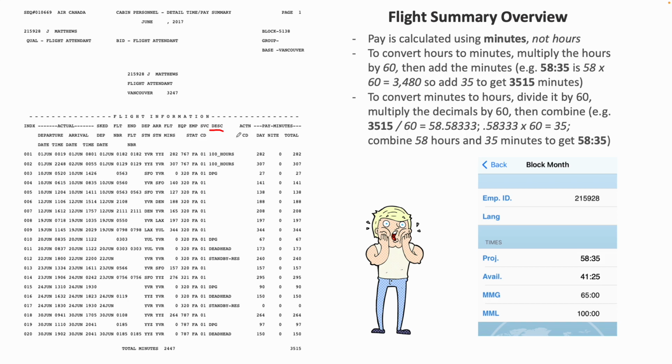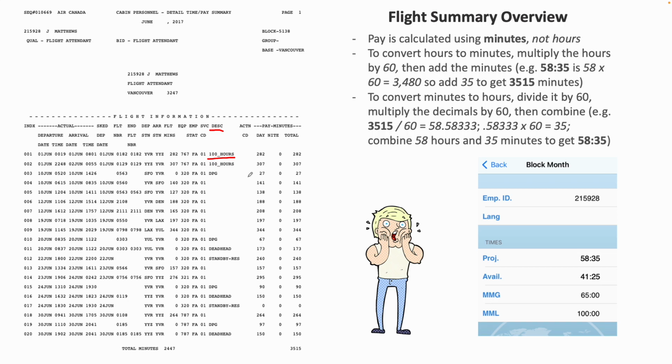DESC, that is short for description. This is additional information that needs to be captured in the flight summary to help us with some sort of differentiation for the purpose of pay. On this line, description indicates 100 hours. And in this case, it's because I'm on reserve that this is important.